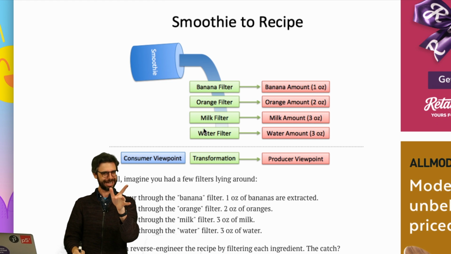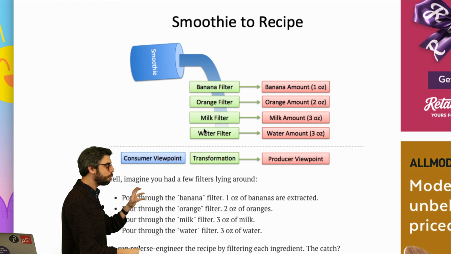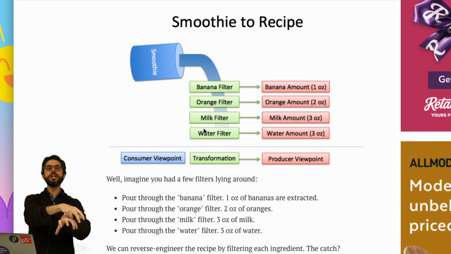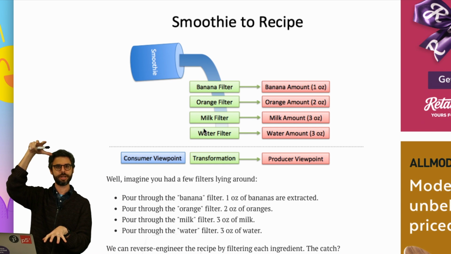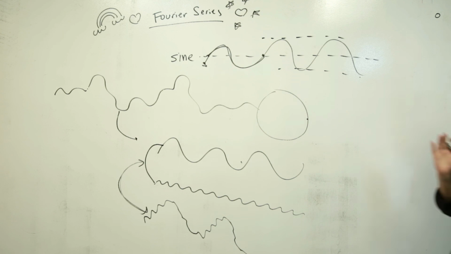This is actually a game we play at home. I'm just realizing, oh, this is perfect. Well, if I could do a Fourier transform, I could take the mixed smoothie and filter out, go in reverse and find out all the ingredients. That's the idea. So that's the idea of a Fourier transform. That's conceptually what it is.